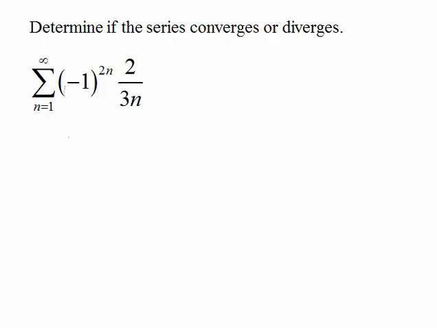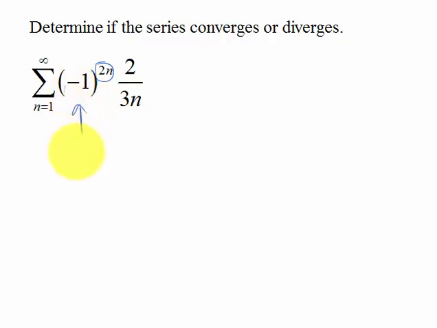We want to determine the convergence of this series. At first glance, we may say, oh, we've got another alternating series, but be careful. This is -1 raised to some nth power, but it's to the 2n. And so this is always going to be an even exponent, and therefore when we multiply this out, this is always going to be a 1.